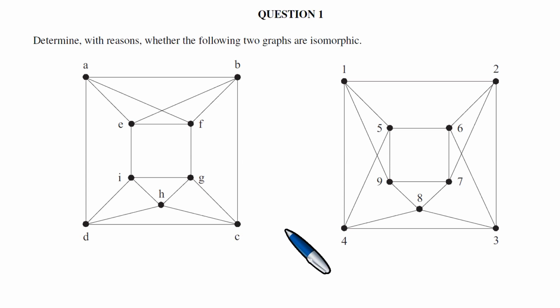It's very important to be in a position to determine if two graphs are isomorphic. In our previous discussion, we had graphs that are isomorphic, but we also saw graphs that were not isomorphic at some point. Now we're looking at these graphs here, determining with reasons whether the following graphs are isomorphic. Right, so are these two graphs isomorphic or not? So we actually discussed that.